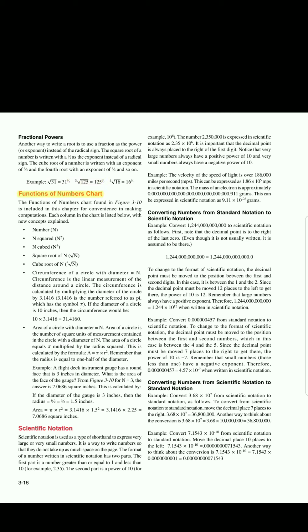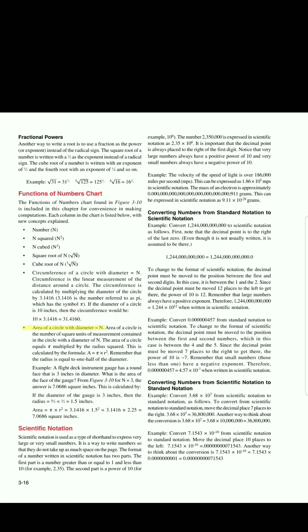Functions of numbers chart. The functions of numbers chart found in figure 3-10 is included in this chapter for convenience in making computations. Each column in the chart is listed below, with new concepts explained. Number n, n squared, n cubed, square root of n, cube root of n. Circumference of a circle with diameter equals n. Circumference is the linear measurement of the distance around a circle. The circumference is calculated by multiplying the diameter of the circle by 3.1416. 3.1416 is the number referred to as pi, which has the symbol π. If the diameter of a circle is 10 inches, then the circumference would be 10 times 3.1416 equals 31.4160.